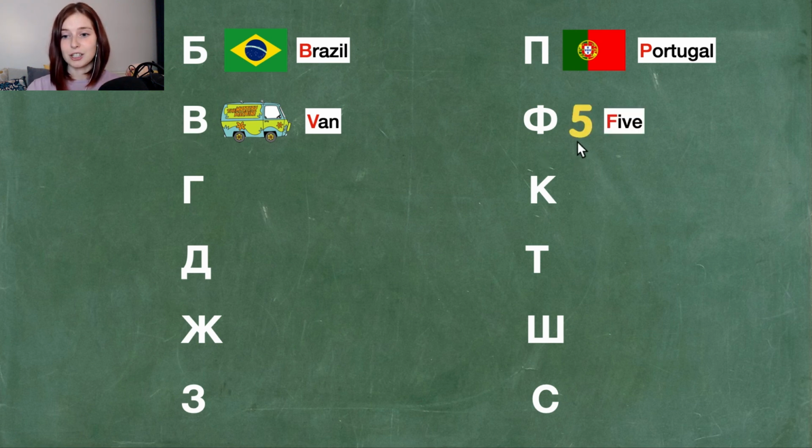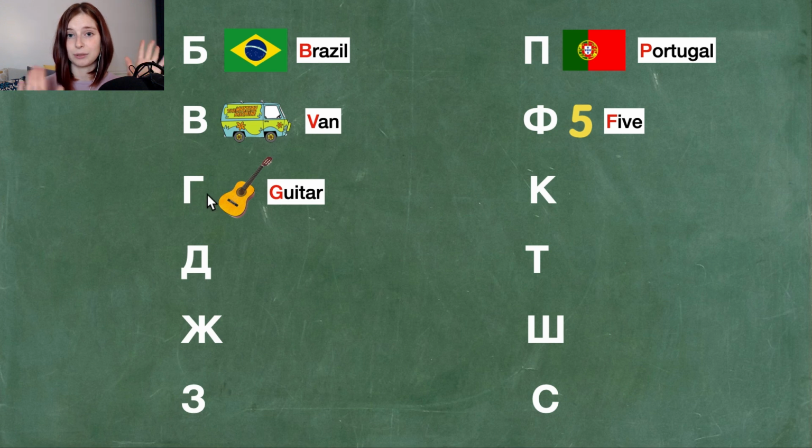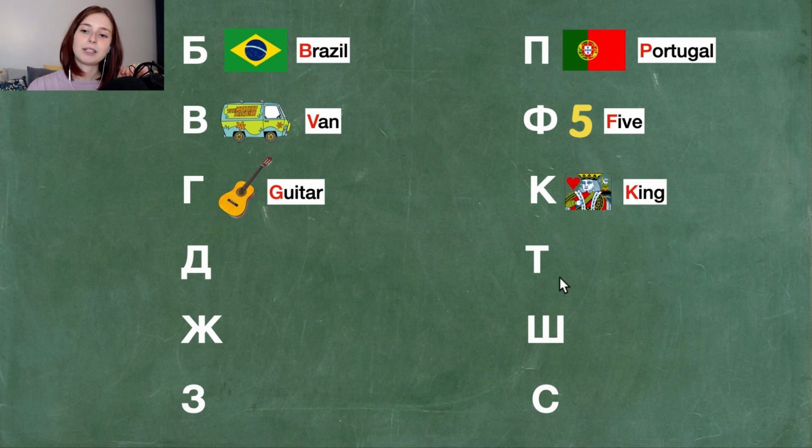This one is actually F. So the sound is f, just like in English. That's it, nothing to say here. This strange one is G, like guitar. So it's G, absolutely the same sound. And maybe you already guessed, this is K, like in king. K, G, K.